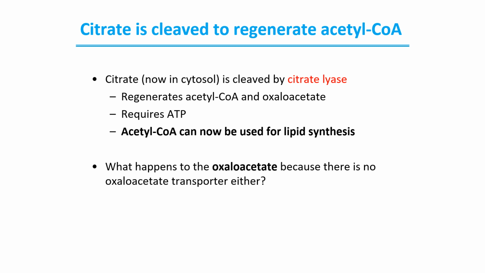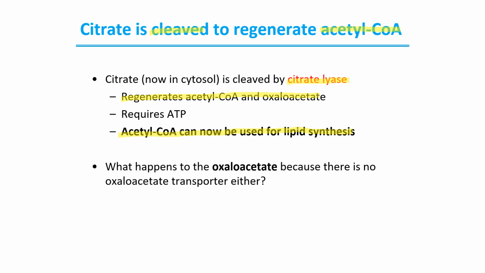So the citrate comes out into the cytoplasm through the citrate transporter, and then it is going to break down to give us the acetyl-CoA molecule again. This is done by the enzyme citrate lyase, which will break citrate into acetyl-CoA and oxaloacetate, so they will be regenerated. This enzyme requires energy, which will be provided by ATP, and now we can use the acetyl-CoA for lipid biosynthesis.